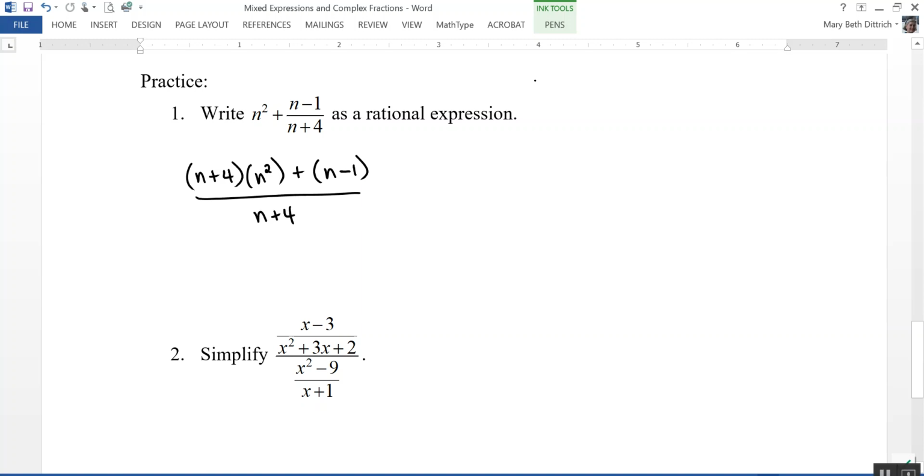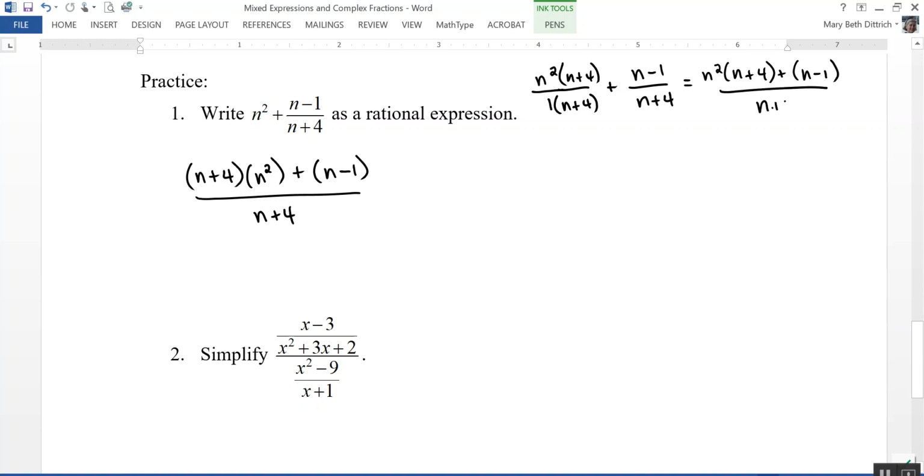If that's a little confusing, let me show you. There's another way to do it. So if we have n squared over 1, and I need to add to that n minus 1 over n plus 4, my common denominator would be n plus 4, so I'd basically multiply the numerator and denominator by an n plus 4. That's basically what I'm doing here. And then on the top I would end up with n squared times n plus 4 plus n minus 1 all over n plus 4, and you can see that's exactly the same thing that we got down here. Okay, the denominator times the whole part plus the numerator over the whole denominator.